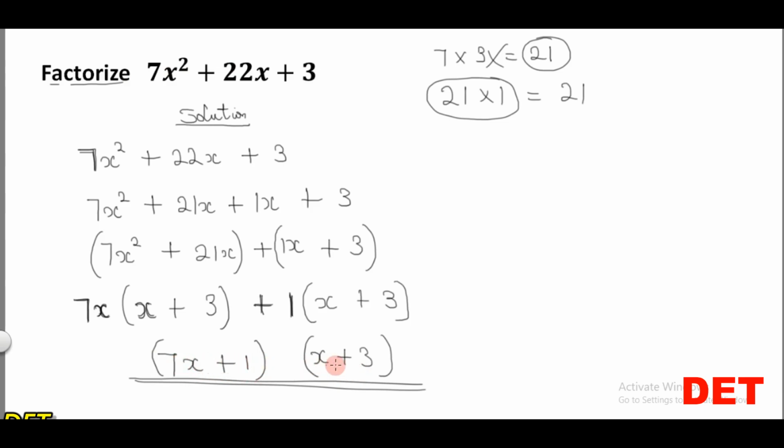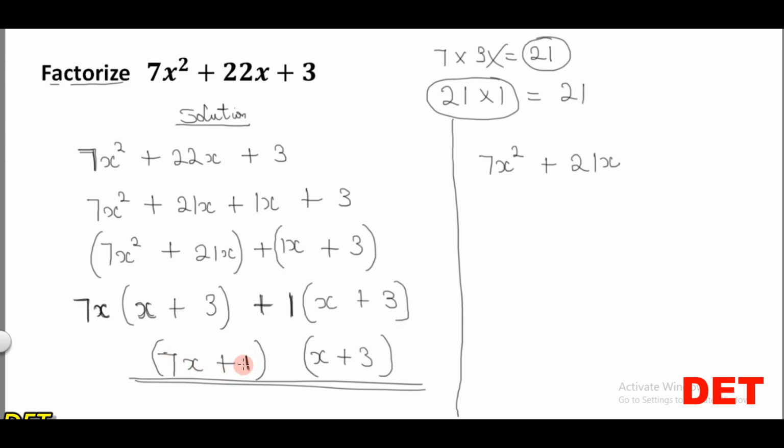When we multiply these factors, we are going to have this equation back. So let's do that. You use the first 7x to multiply everything that is here. 7x times x will give me 7x squared. 7x times 3 will give me 21x. So with that, I'm done with this 7x.